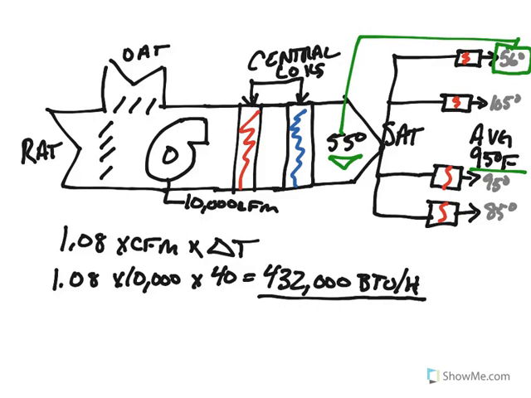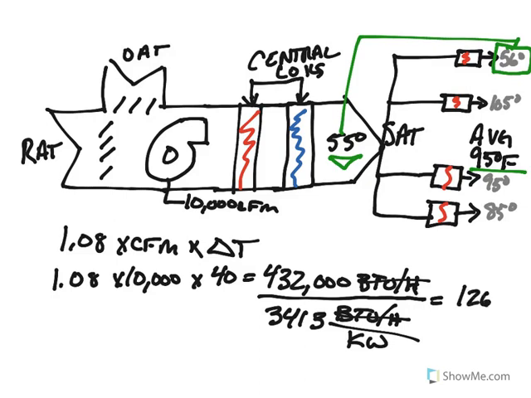So we're going to divide this by 3,413 BTUH per kW. The BTUs are going to cancel out, giving us 126.6 kW. So that means for every hour that this unit is running, at this condition, we've got 126.6 kW of electric resistance going on.